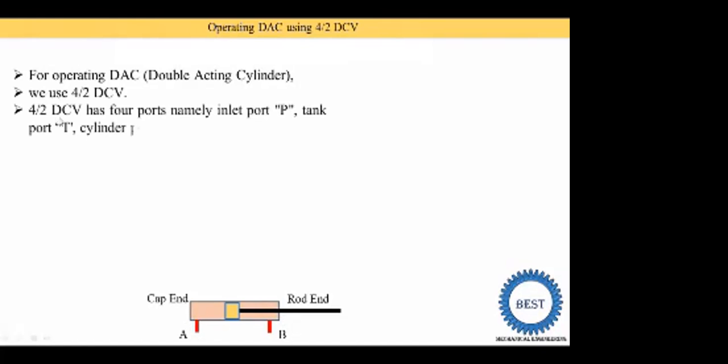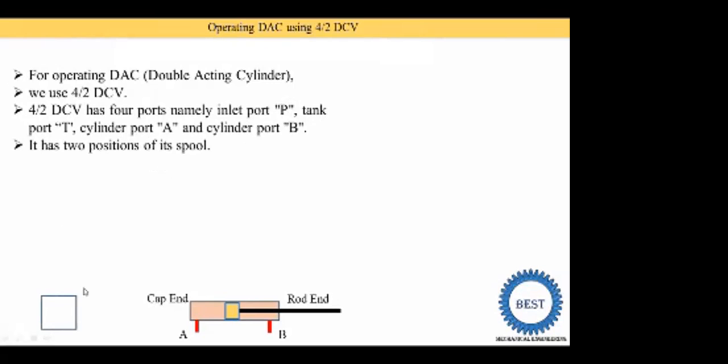Now 4 ports means a 4/2 DCV has 4 ports, namely the inlet port P. Why is its name P? Because it is also called the pressure port, because the pressurized oil or air is supplied there. Tank port means from this T port the oil is again supplied to the tank, and then cylinder port A and cylinder port B. So it has 2 positions of its spool. The second digit is 2, which means 2 positions are possible.